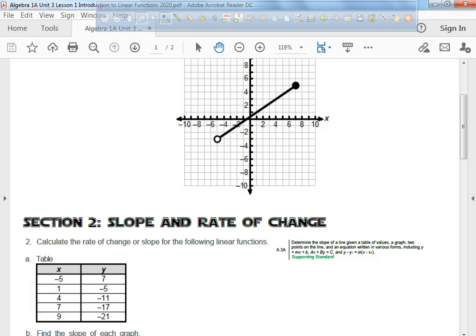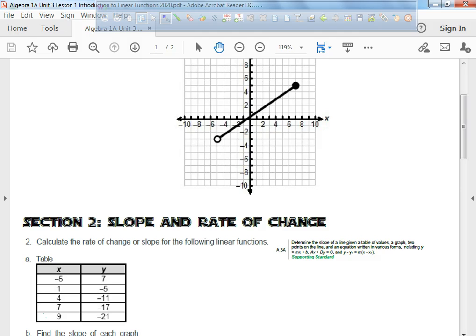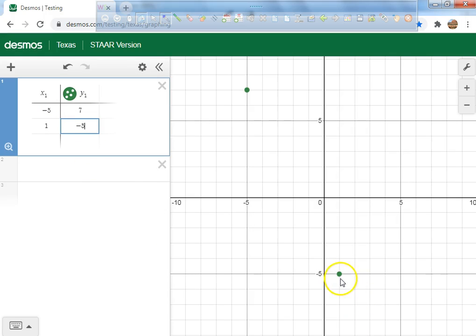We're going to make a table, and then we're just going to take the numbers that we have. So at -5, 7. So we're going to type in -5, 7 in. Here's the cool thing, you can see it plot right there. There's the -5, there's that point, -5, 7. Alright, and we're going to type in a 1 and a -5. So I'll type in a 1 and a -5. And you can clearly see where that 1 and -5 is as you're typing it in.